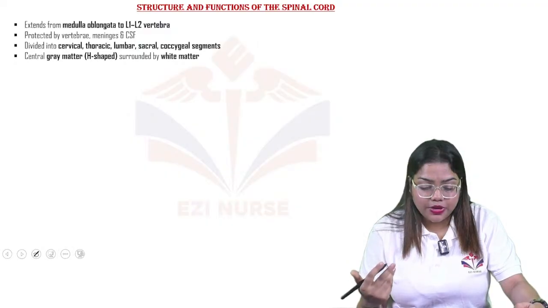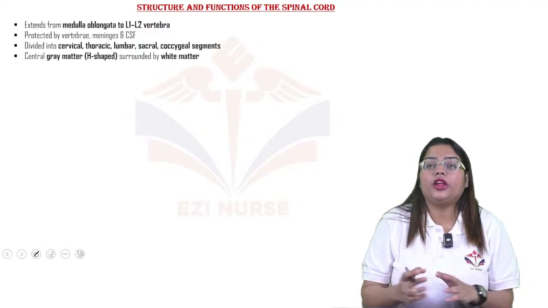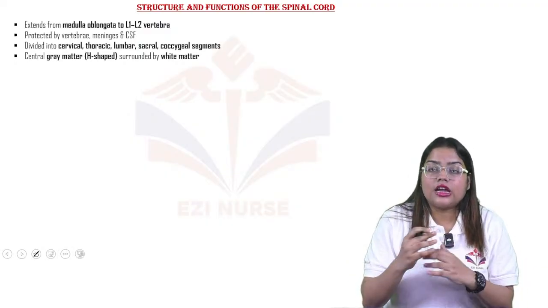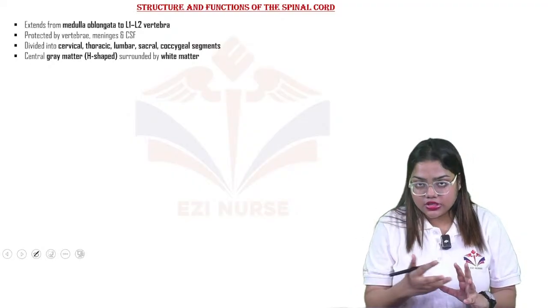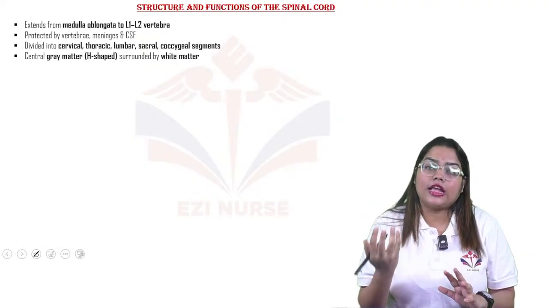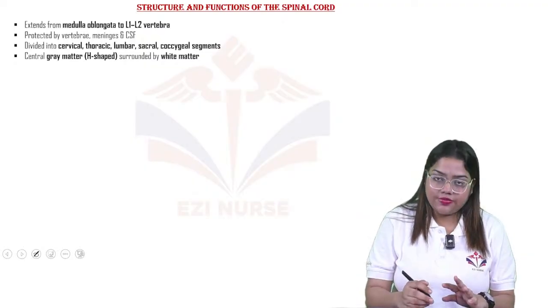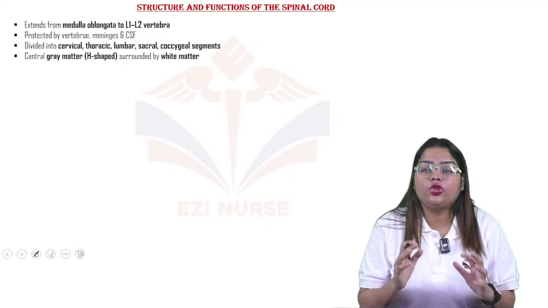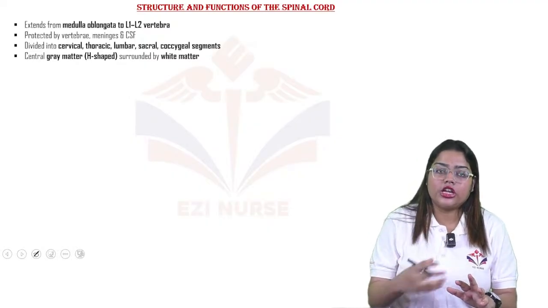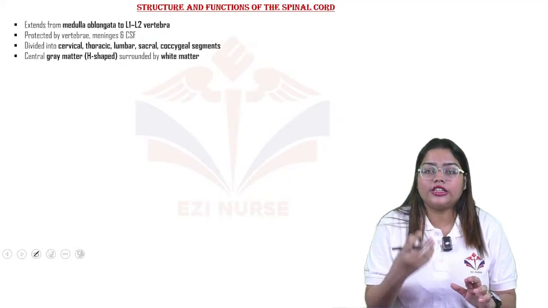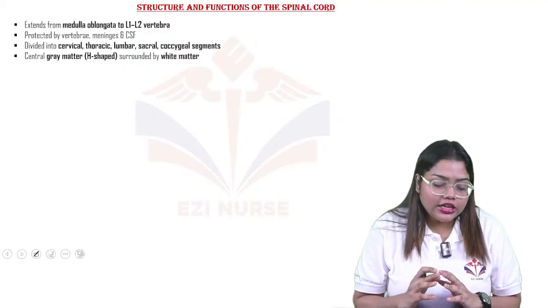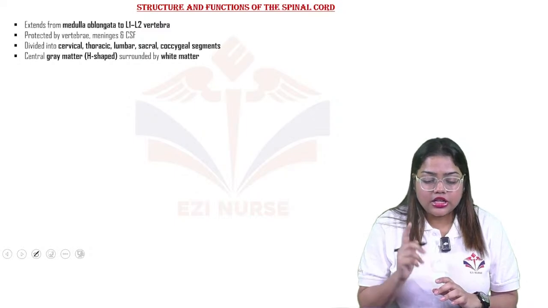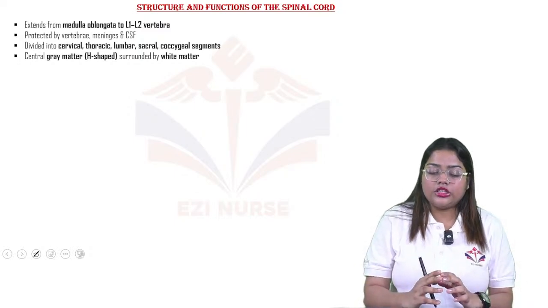It is protected by the vertebrae, meninges and CSF. Vertebrae are the bone structure. The meninges are the layers of the central nervous system covering the spinal cord and the brain. And CSF, which is cerebrospinal fluid, avoids any kind of friction or trauma-related injury to the spinal cord and brain. Then it is divided into parts: cervical, thoracic, lumbar, sacral, coccygeal segments.